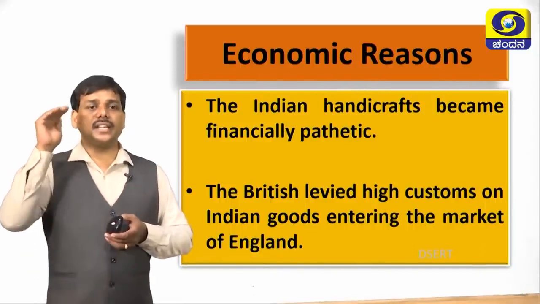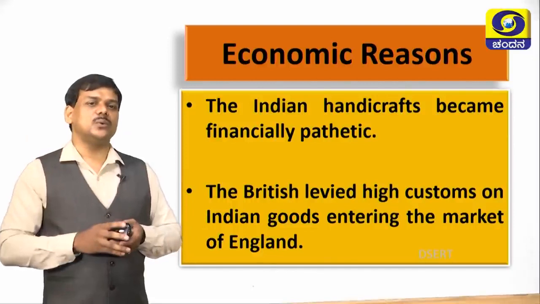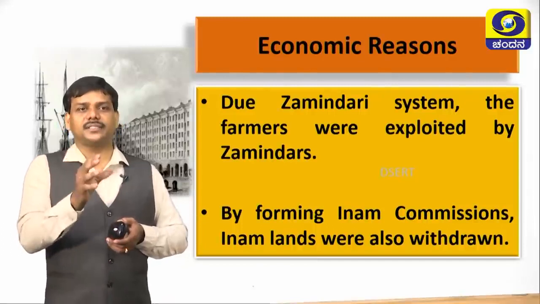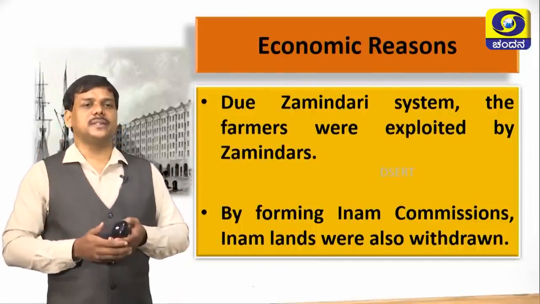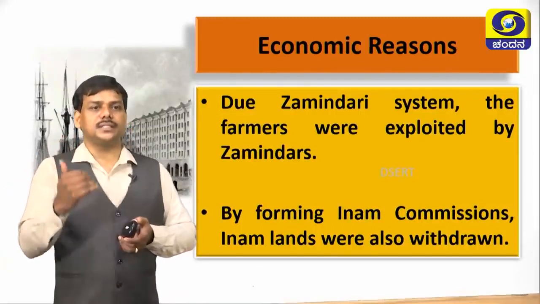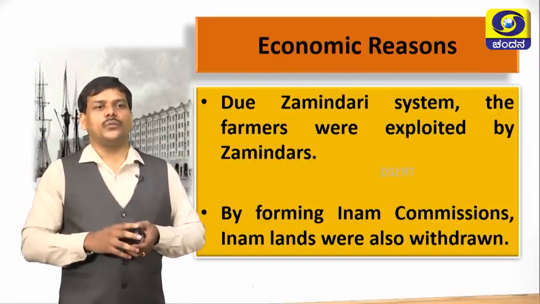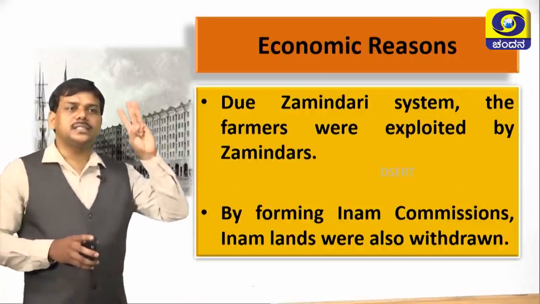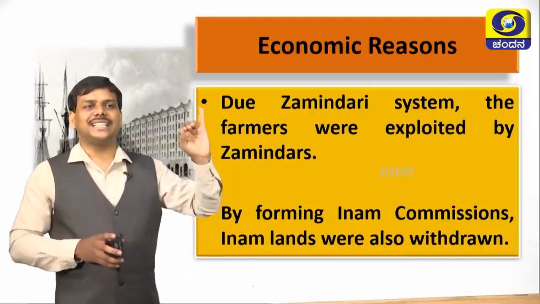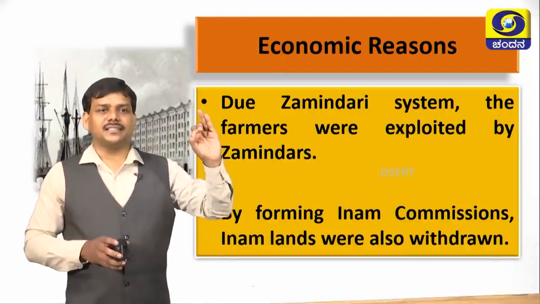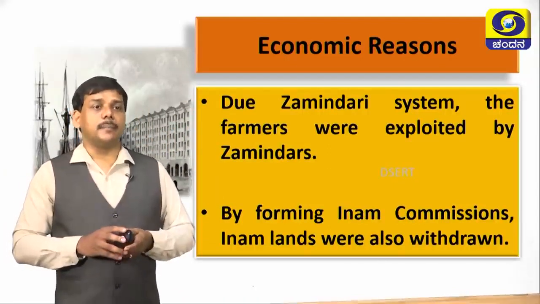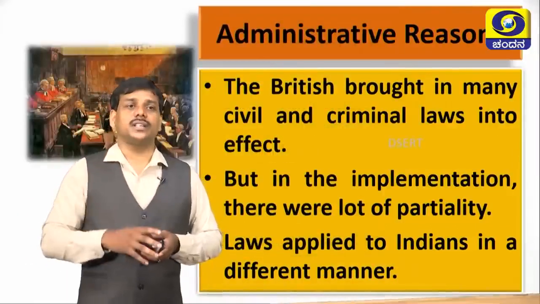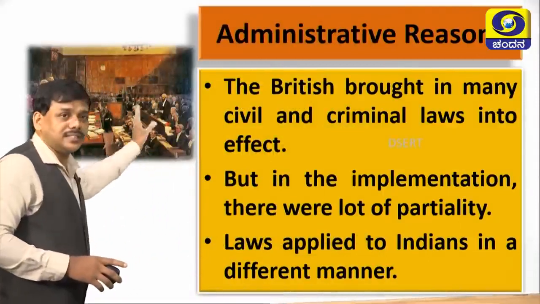The British levied high taxes or customs on Indian goods entering the market of England. Due to the zamindari system, the farmers were exploited by zamindars. By forming Inam commissions, Inam lands were also withdrawn. Here, in economic reason, you must remember 3 important points. First one, Industrial Revolution, second one, zamindar system, and the third one, Inam commission. Let's move to another important reason that led to the 1857 revolt, that is administrative reason.